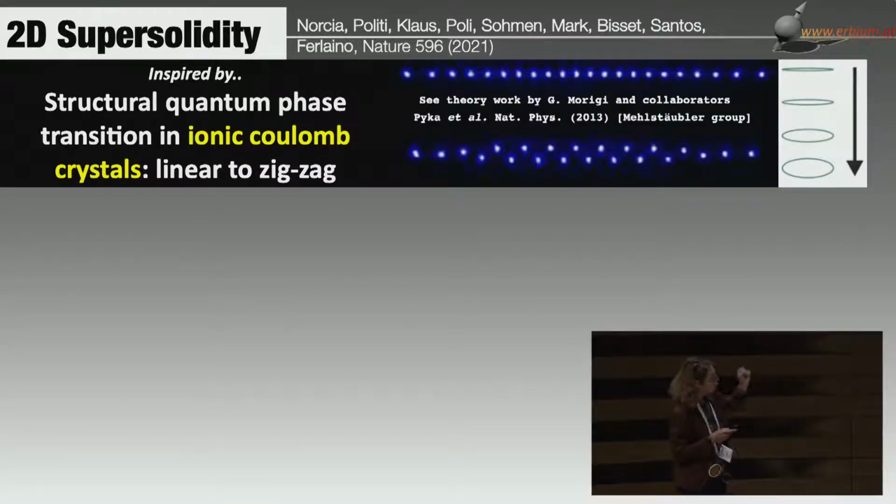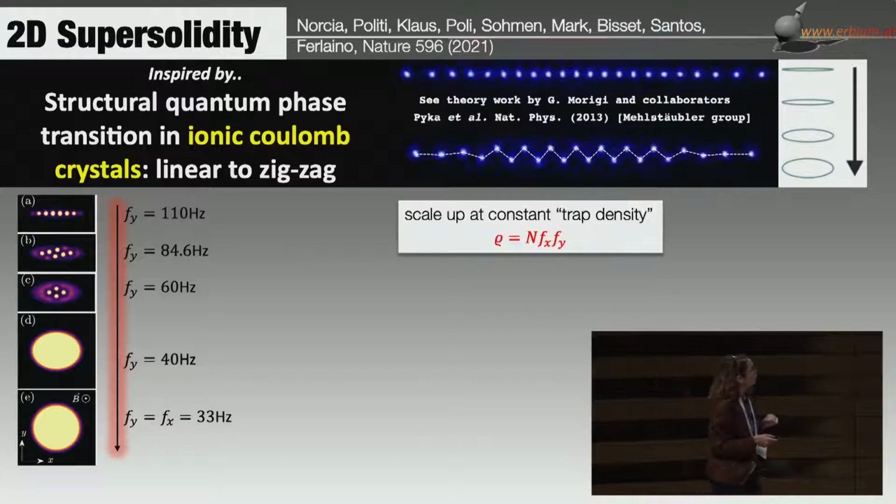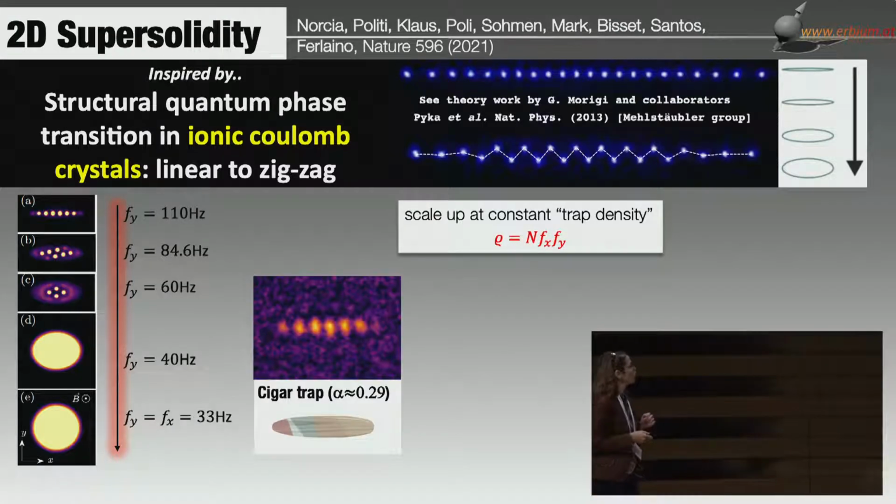And now if we go one by one, just opening the trap, you see that at the beginning it's kind of working. You start to have a type of zigzag, but then you lose the supersolid state. It becomes unmodulated again. And we found that the important thing is to take this idea, but to maintain the trap density, so the number of atoms and frequency, constant. And so this is what we did.